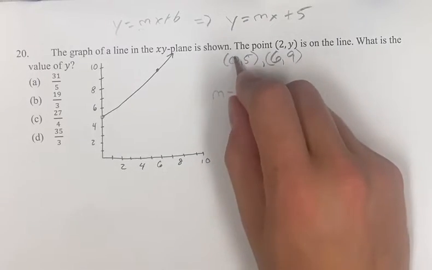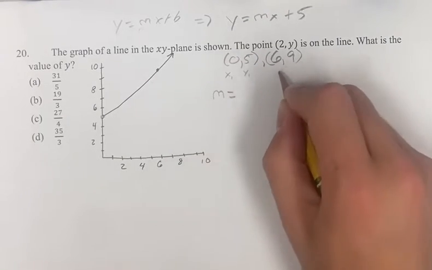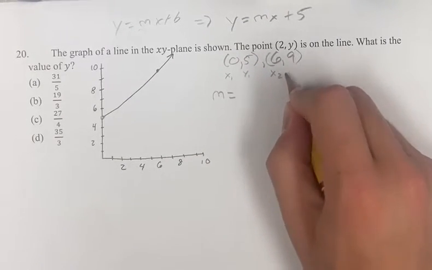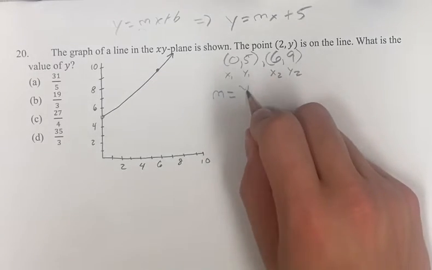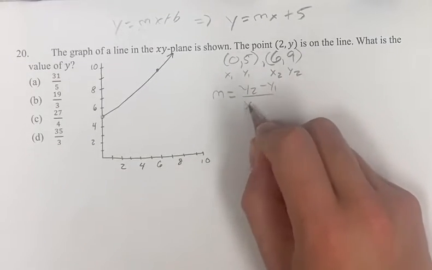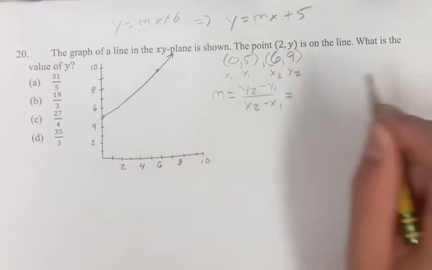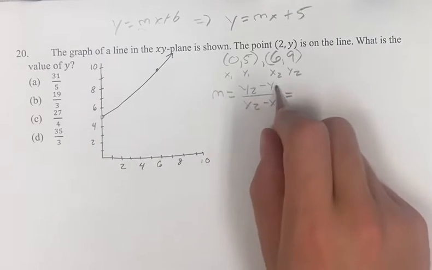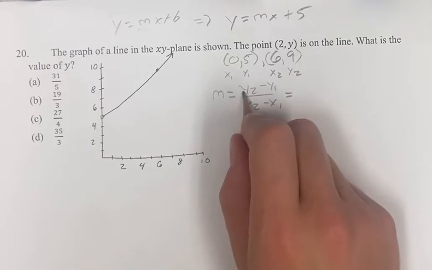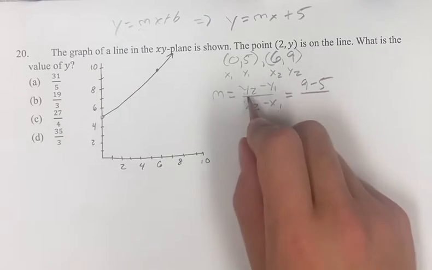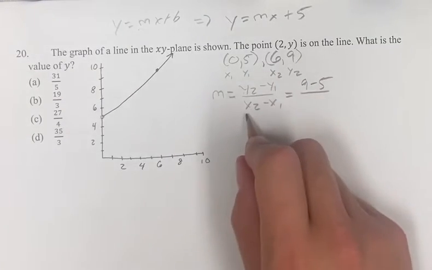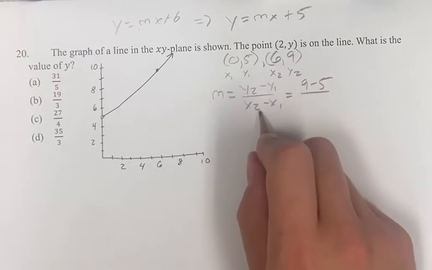If we assign this point to be (x1, y1), and this point to be (x2, y2), then we're going to be looking for the slope, which is the change in y over the change in x, which is going to be y2 minus y1 over x2 minus x1. So what's that going to look like? It's going to be the difference in the y's, so 9 minus 5, over the difference in the x's, which is going to be 6 minus 0.